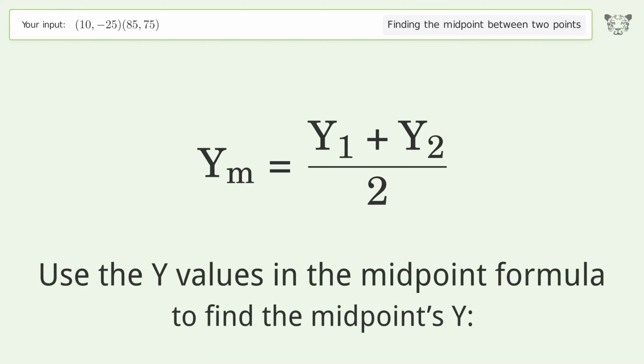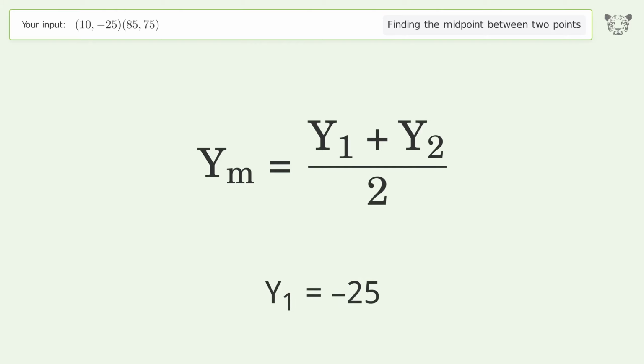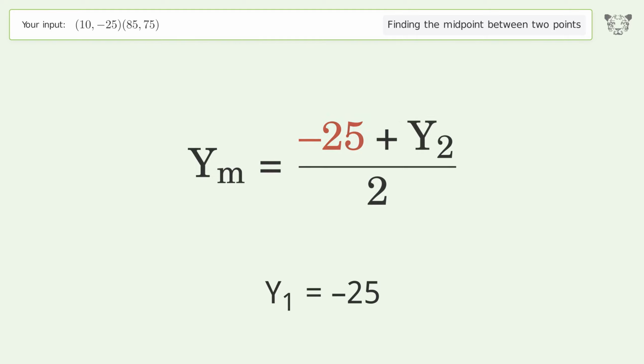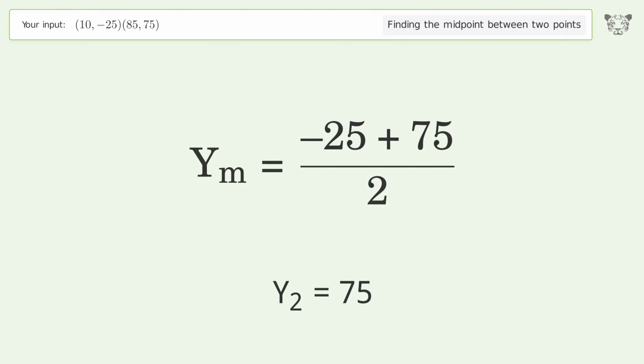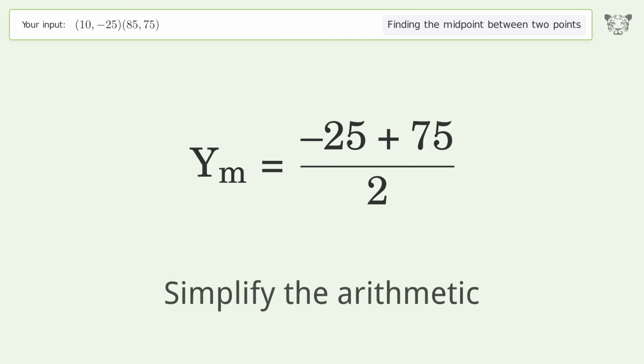Use the y values in the midpoint formula to find the midpoint's y. y1 equals negative 25. y2 equals 75. Simplify the arithmetic.